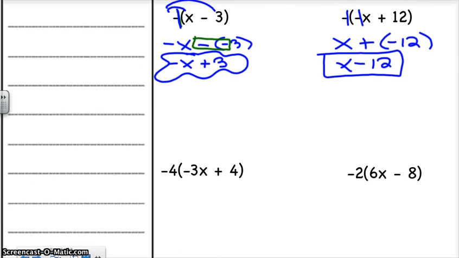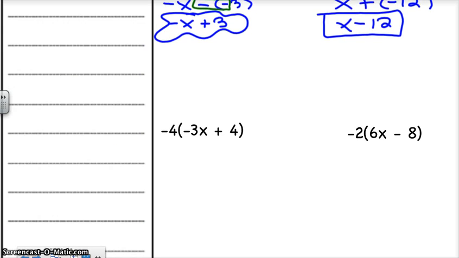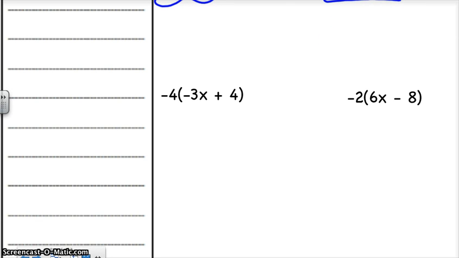Negative 4 times negative 3x plus 4. These last two, I want you to just take a minute and try to complete them by yourself. Compare with somebody next to you, and we'll come back together in about 2 minutes.